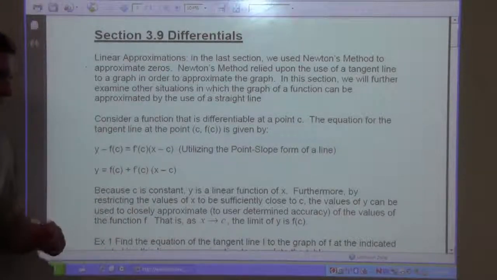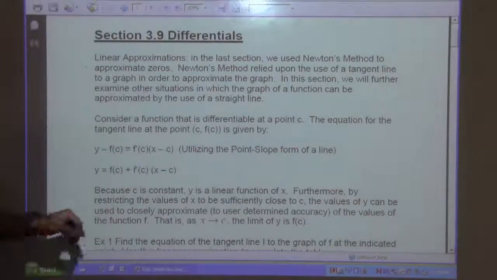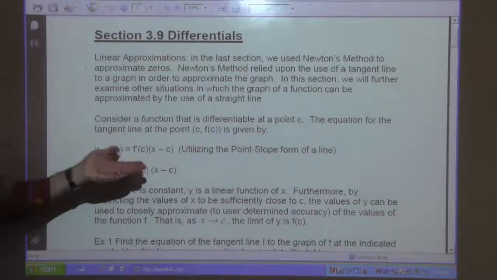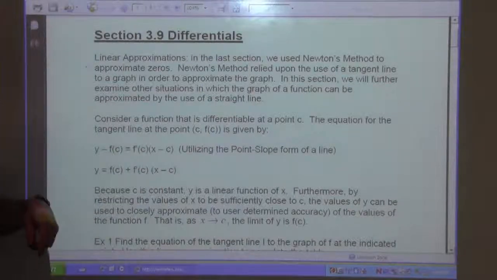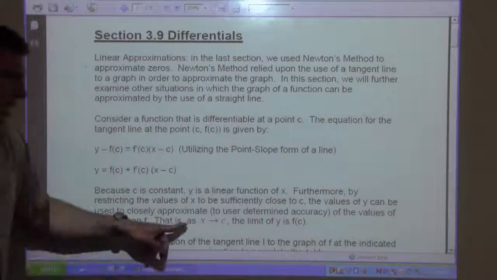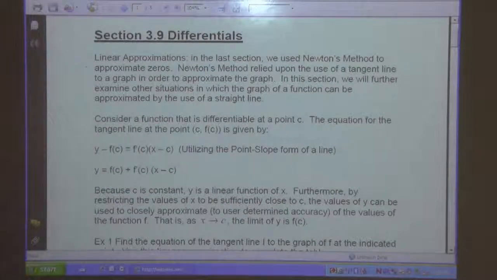Because c is a constant, y is a linear function of x. We get a line from this. Furthermore, by restricting the value of x to be sufficiently close to c, the value of y can be used to closely approximate, to however close the user wants it to be, the values of the function f. That is, as x approaches c, the limit of y is f of c.